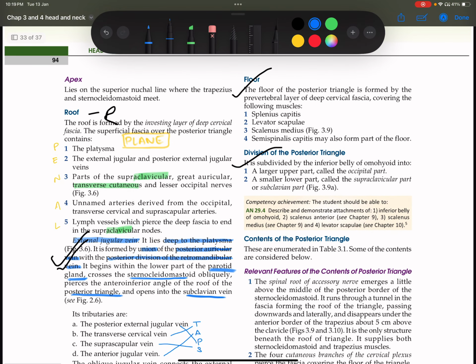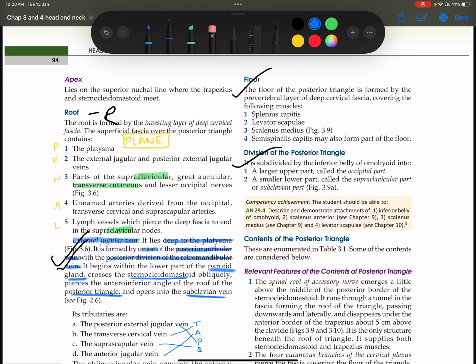a roof. The roof is formed by the investing layer of deep cervical fascia, and then the platysma is there. Then you have the lymph vessels which pierce the deep fascia to end in the supraclavicular nodes. Then you have unnamed arteries. Even if you just mention unnamed arteries, that's enough. But okay, occipital, transverse cervical, and suprascapular arteries. Parts of the supraclavicular, great auricular, transverse cutaneous, and lesser occipital nerves, and lymph.